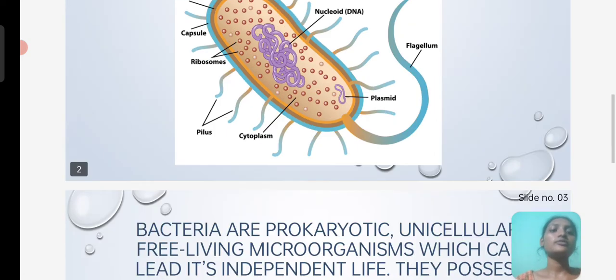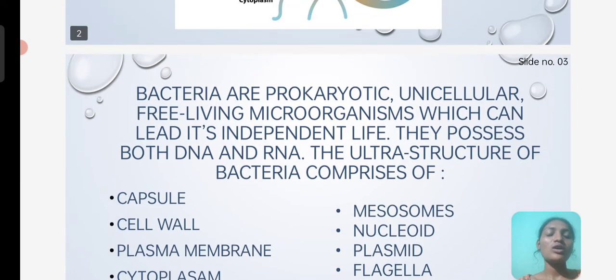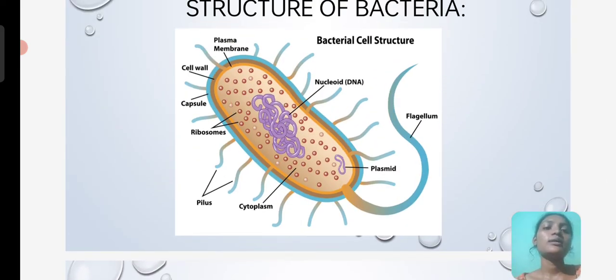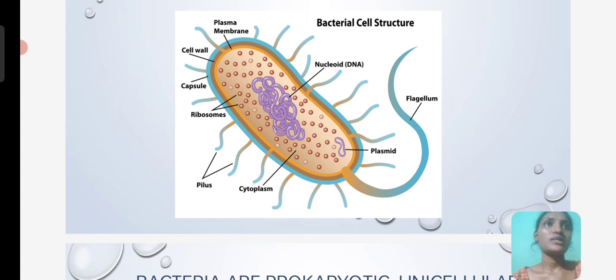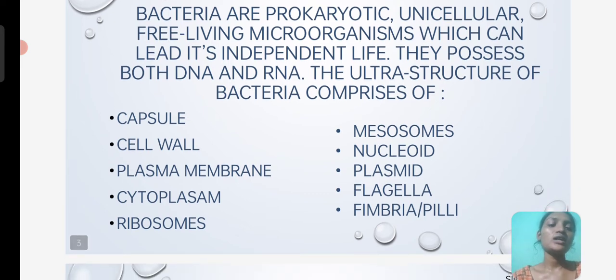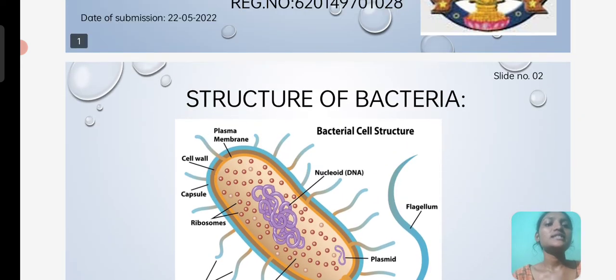Coming to the fourth part, cytoplasm. Here all organelles are present in the cytoplasm of the bacteria. And the fifth part is ribosomes. 70S ribosomes are present in bacteria, and 70S ribosomes are divided into two subunits: one is 50S and another one is 30S. These ribosomes are useful in bacterial protein synthesis. So coming to the next part, mesosomes. These are intra-convoluted structures of the plasma membrane which are helpful in cell division.